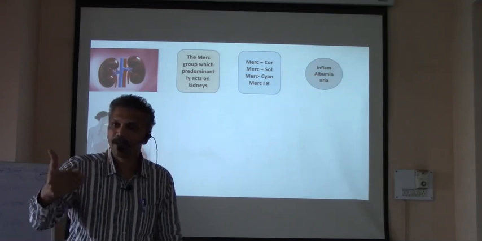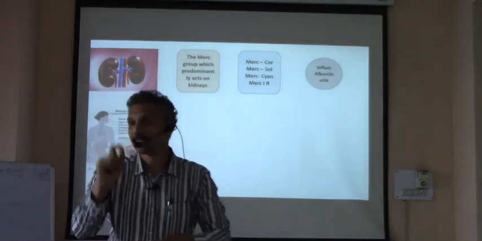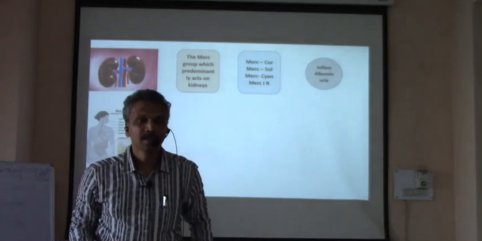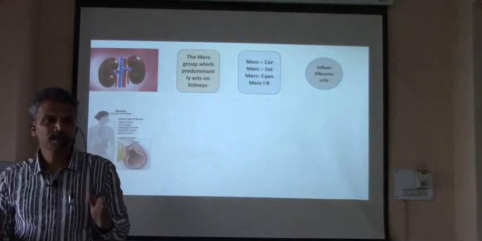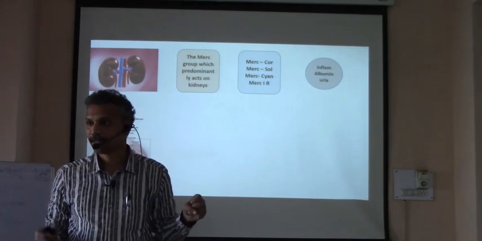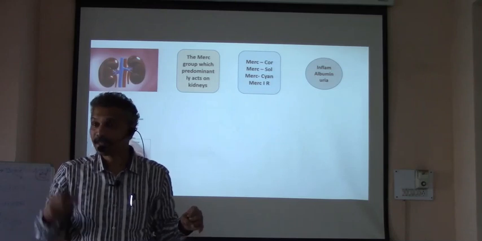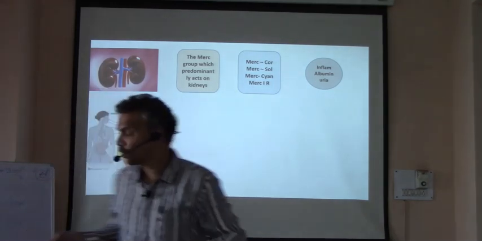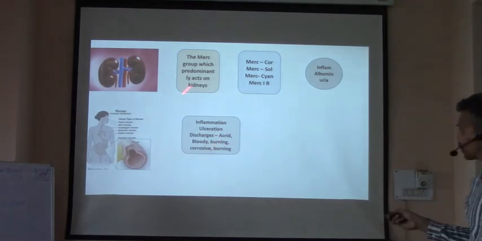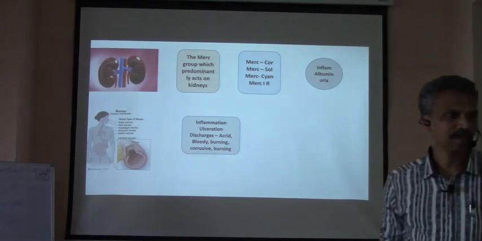Now, what will Merc do acting on the mucous membrane? One of your friends was talking about dysentery. There is a point, and this is what Dr. Richard Hughes says. Before that, what will the Merc group produce on the mucous membrane? It can cause inflammation, ulcers, acrid discharges. We'll look in detail under characteristic symptoms, but understand that the Merc group can cause inflammation, ulceration, and acrid, bloody, burning, or corrosive discharges.